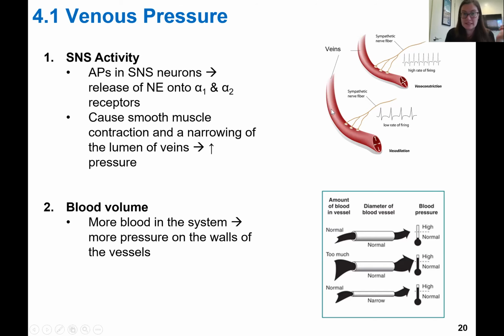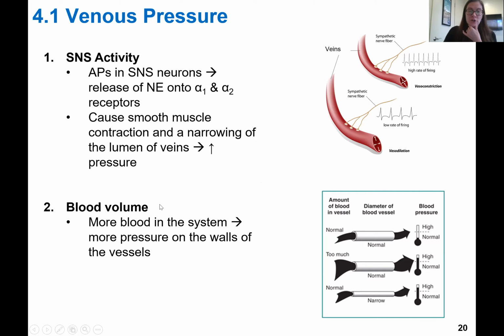So the sympathetic activity is the exact same as it is in the arterial system. You're going to get action potentials down sympathetic neurons, release of norepi onto alpha-1 or alpha-2 receptors, working through the same mechanisms that I told you about in the arterioles. More action potentials leads to more constriction, leads to greater amount of pressure, more resistance, less flow through the vessel, and a lower rate of sympathetic activation leads to less constriction, more relaxation. The blood's going to push through, vasodilate that vessel, and you're going to get more flow.